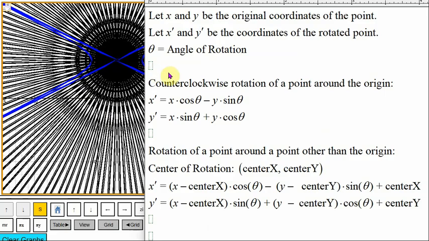And so in summary, this formula right here is for rotation around the origin, and if we want to have a rotation at a point other than the origin, then we need to modify these formulas a little bit, and these are the modified formulas right here. And that's the end of the video.